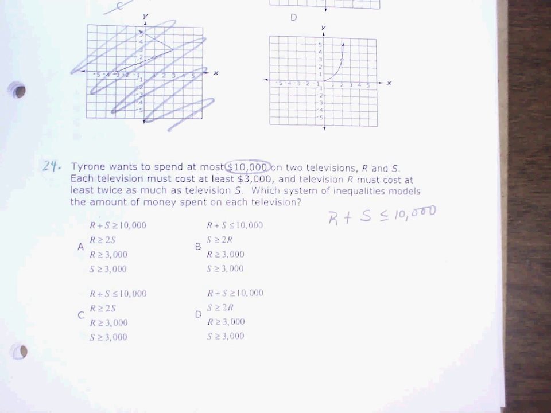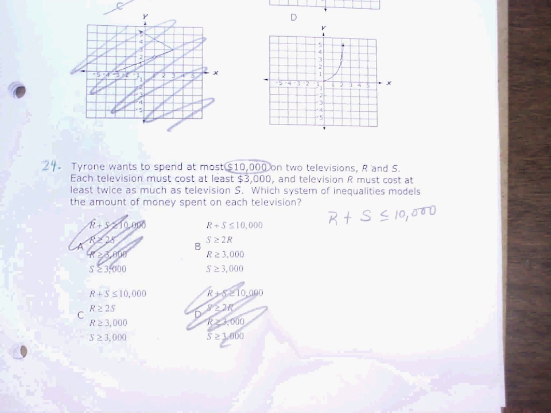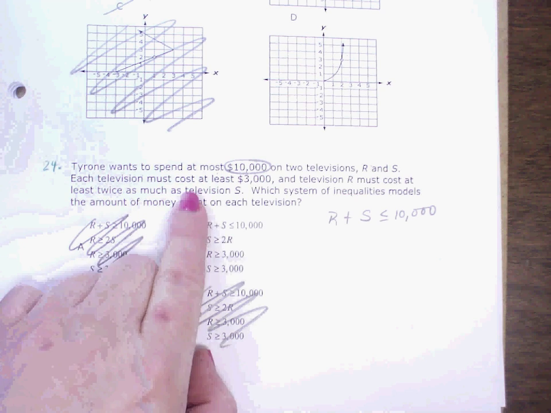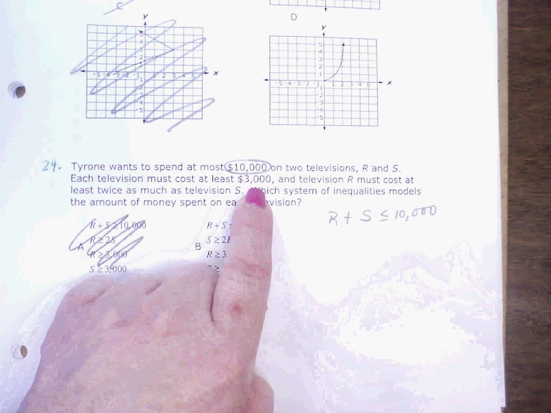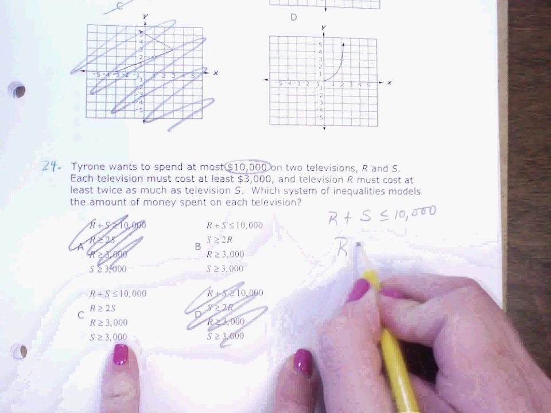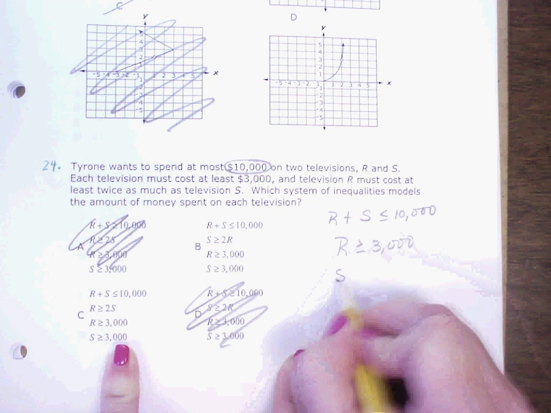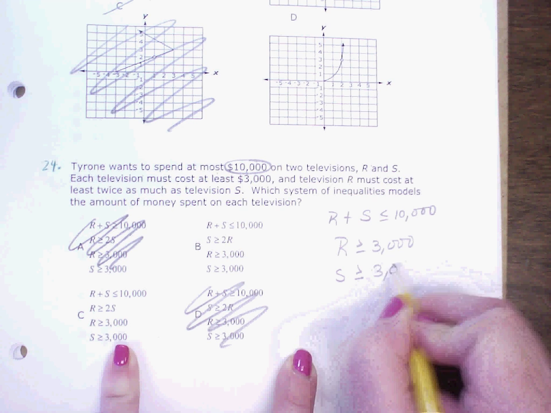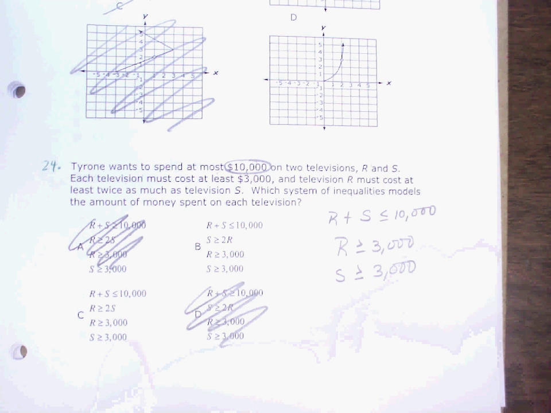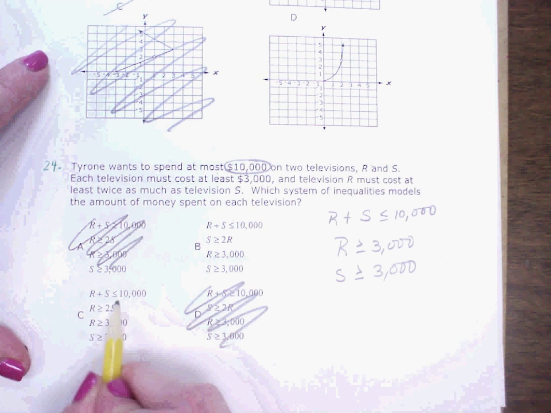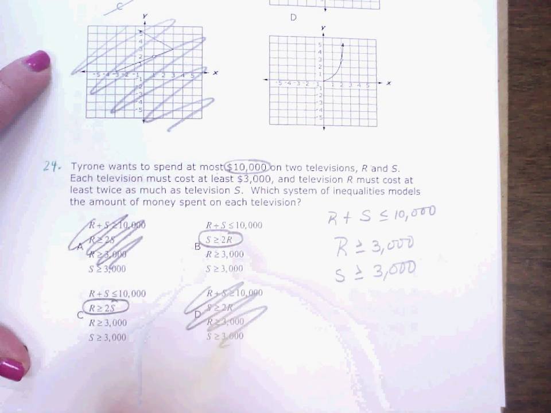So you can cross out which one? All right, so now 50% chance of getting it right, right? Each television must cost at least $3,000. So that means that R has to be greater than or equal to 3,000, and S needs to be greater than or equal to 3,000. Okay? Now you cannot cross out any of them, right? Now it's just a matter of if this is correct or that is correct.